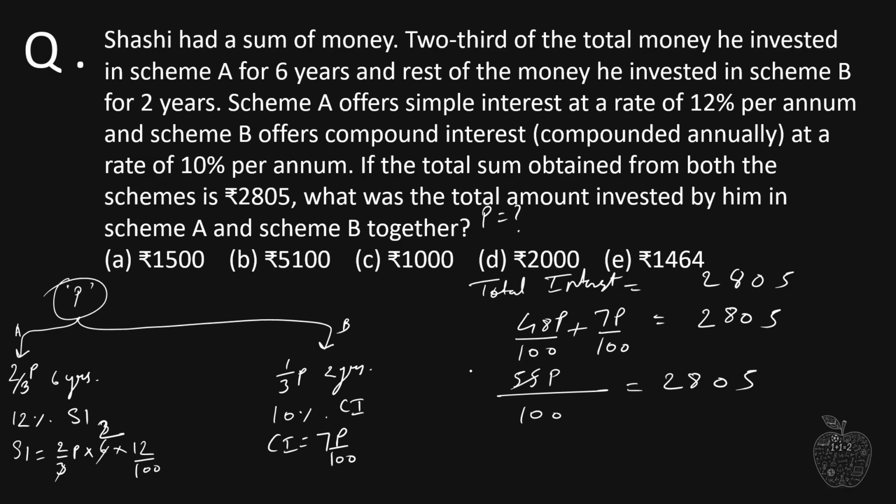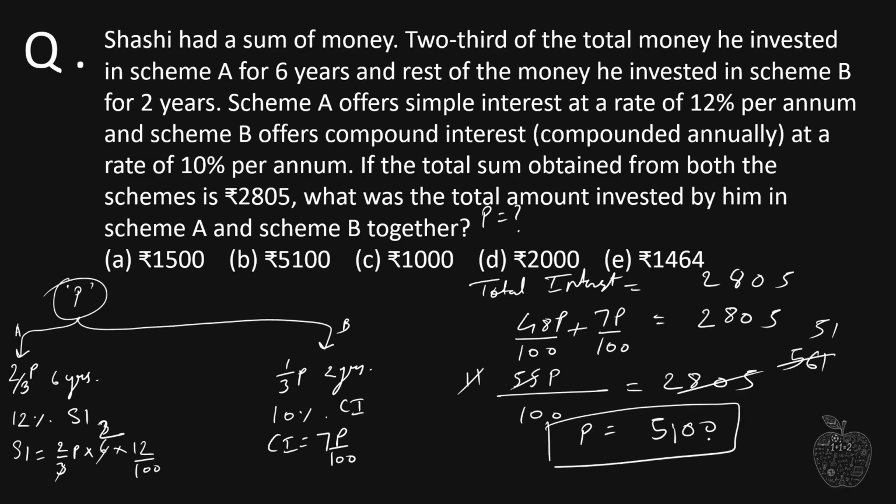So let's solve. 5 1s are 5, 5 5s are 25, 5 6s are 30, 5 1s are 5, 11 5s are 55, and 11 1s are 11. So we get P equals 51 into 100, so 5100, and this is our required answer. So option B here is the correct one.